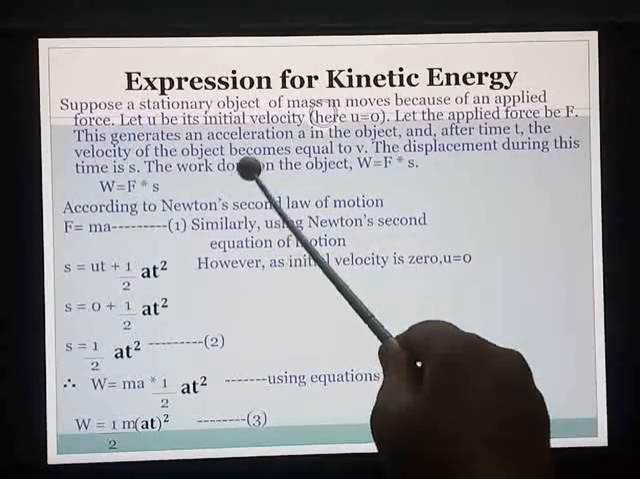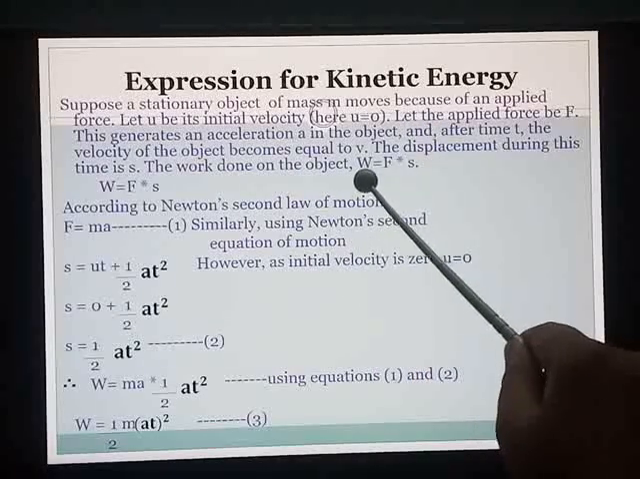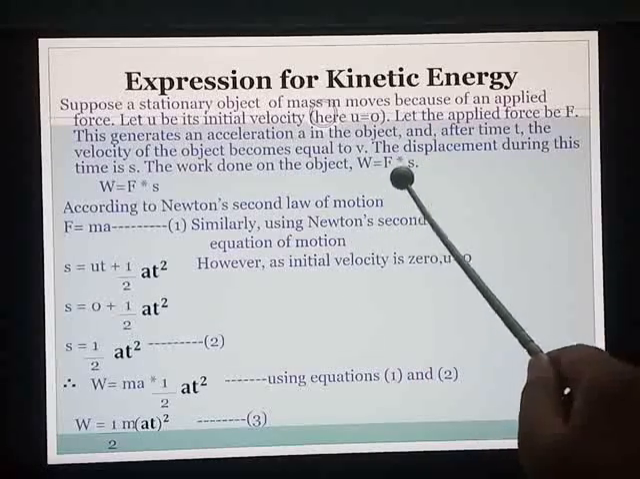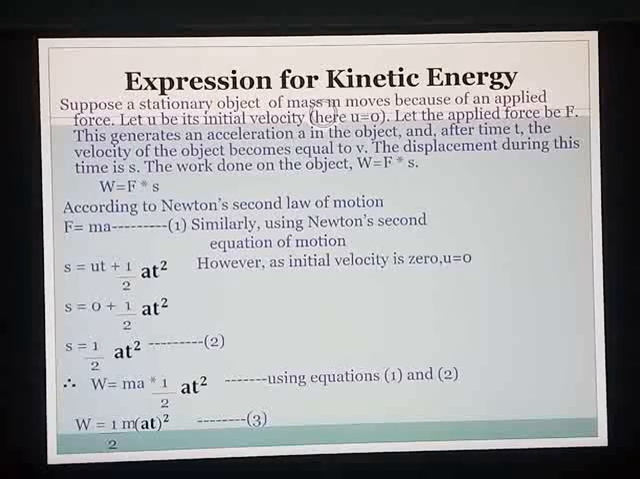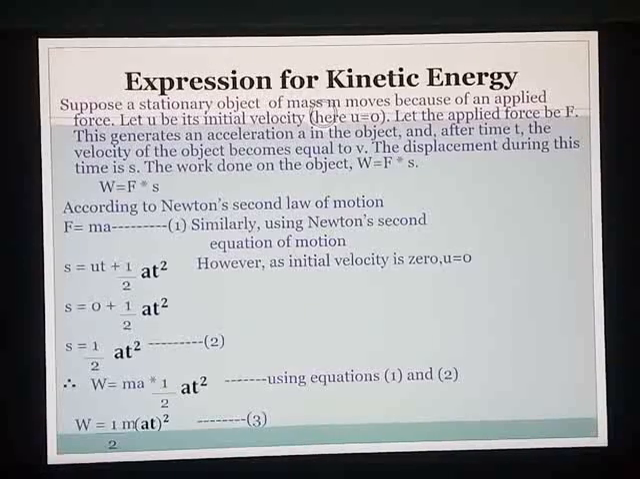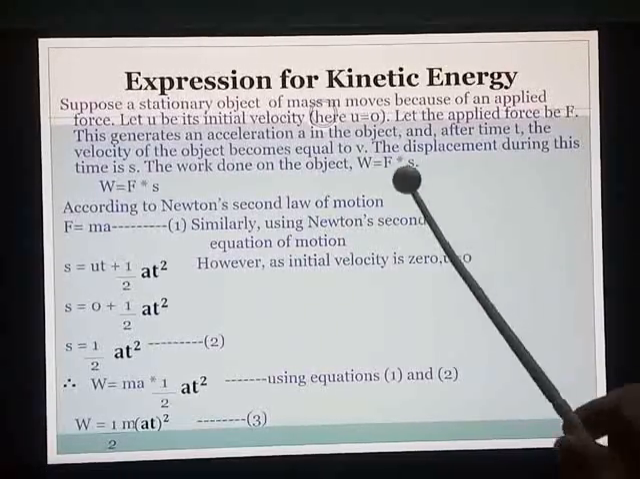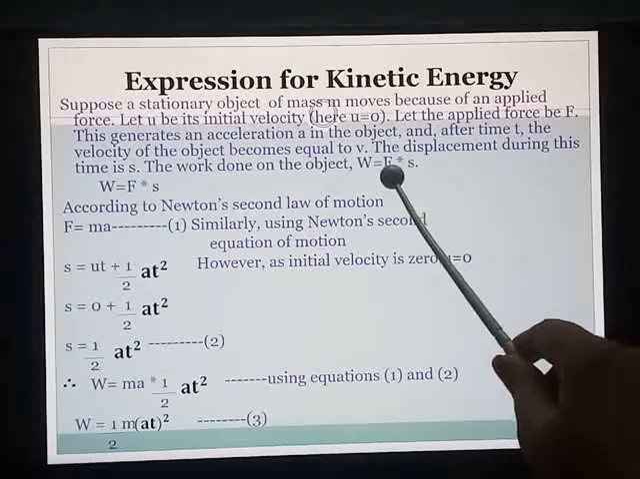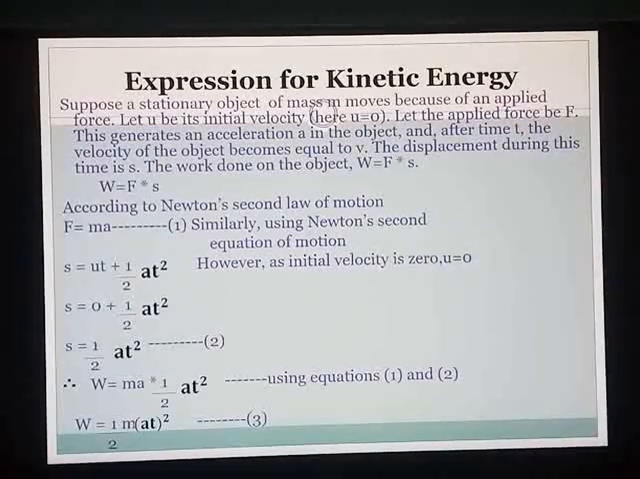Here the work which is done on the object is represented by W is equal to F multiplied by s. In the beginning of the chapter, you have seen the derivation, the formula for work. So here work is done on the object. The object was at rest, so that object is made to move. So work is done on the object. So here you are going to use the formula work is equal to force multiplied by displacement.